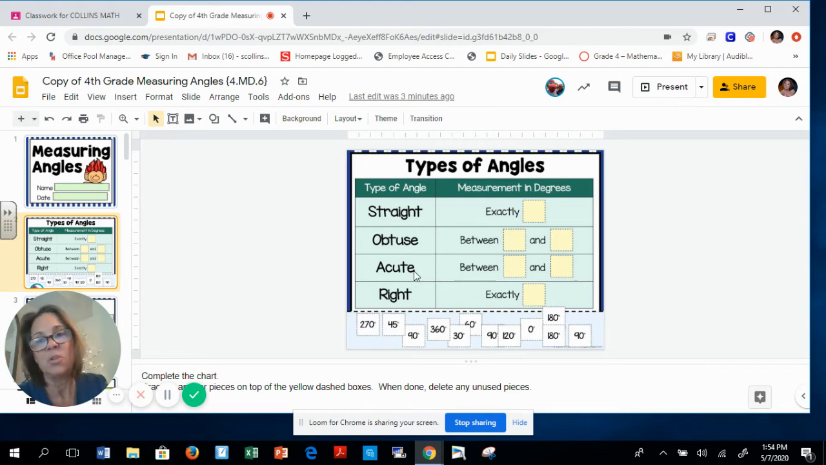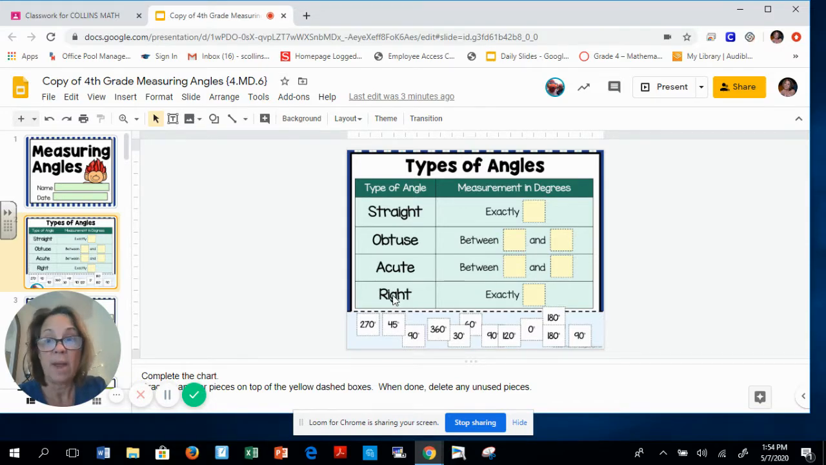Acute angles, they're so cute. They're little acute angles. Those are the smaller ones. They are between 0, obviously 0 isn't an angle, but between 0 and 90 degrees. They're the smaller ones where the mouth, the open part of your angle, is smaller.